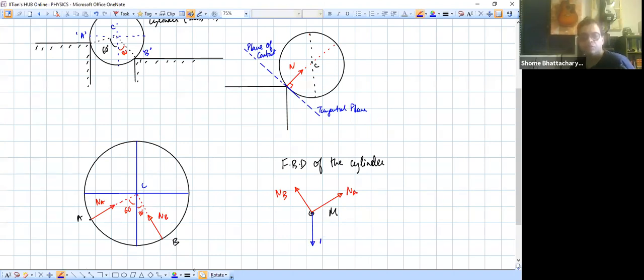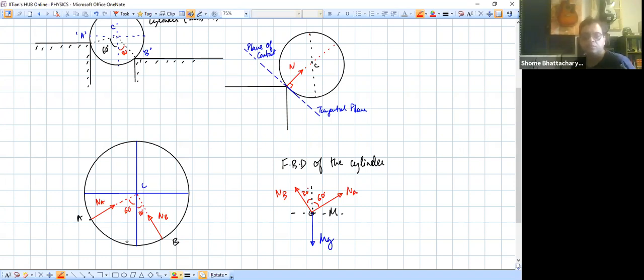Okay. And we can also see that with respect to the vertical and the horizontal, we draw the angles. So just comparing this diagram with the side one, this is along a direction which is making 60 degrees with the vertical. So over here, NA is along that direction which is making 60 degrees with the vertical. And similarly, NB is along a direction which is making 30 degrees with the vertical. So this is your free body diagram.